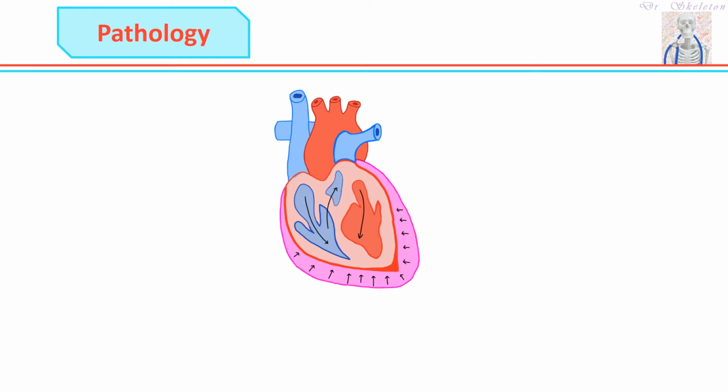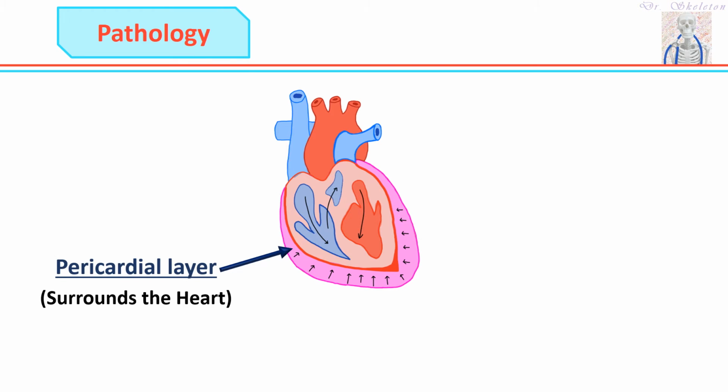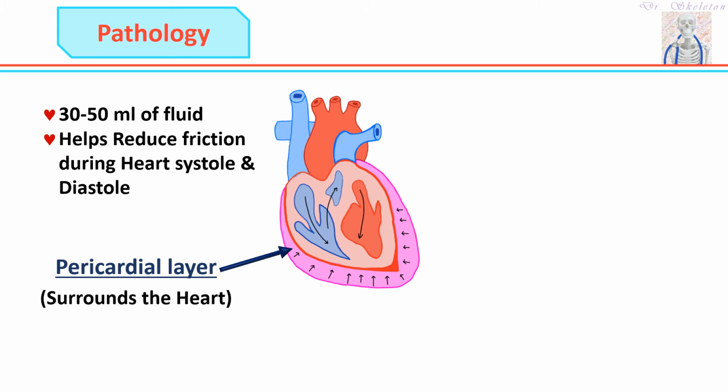Let's discuss some pathology here. We all know that the heart is covered by a pericardial layer. It has 30 to 50 ml of fluid in it in normal circumstances. It has its own specific function, like it helps reduce friction during heart systole and diastole, and it also works as a shock absorber during any external trauma.